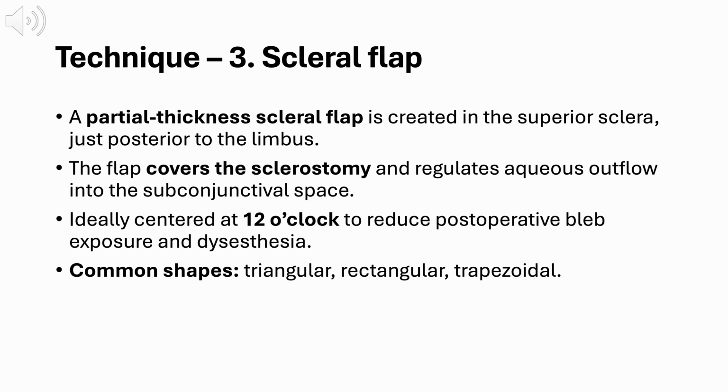Once the conjunctiva is reflected, the next step is fashioning the scleral flap. This flap is partial thickness and sits just posterior to the limbus, positioned so it can act as a controlled barrier over the sclerostomy. Its entire purpose is to regulate outflow, letting enough aqueous escape to lower pressure, but not so much that the chamber collapses.